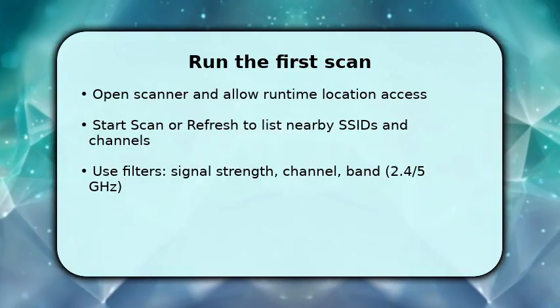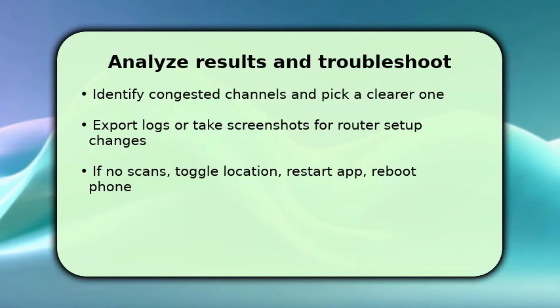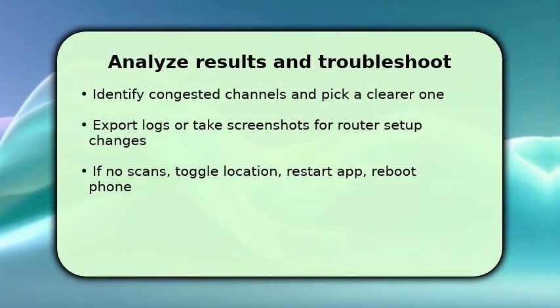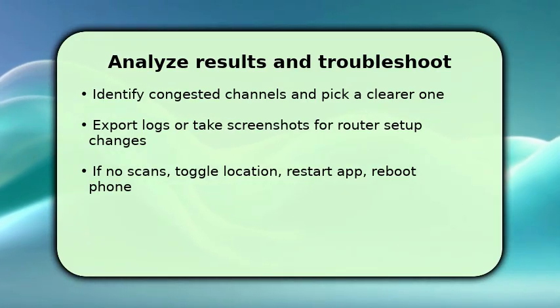Once you have scanned results, analyze which channels show heavy congestion and choose a clearer channel for your router. Look for high RSSI values and multiple APs on the same channel. Export logs or screenshot results to reference when changing router settings.